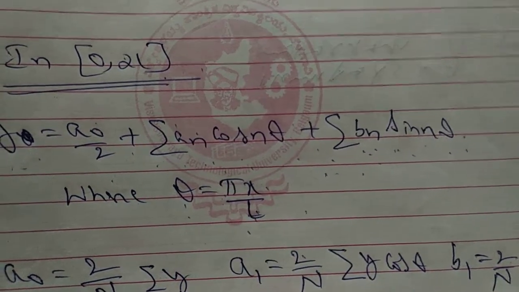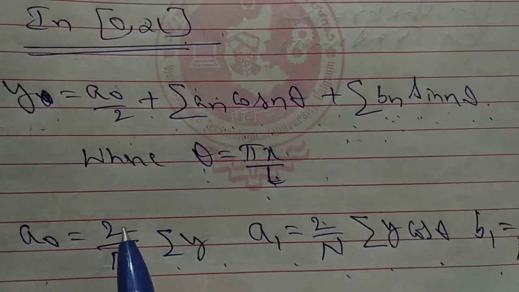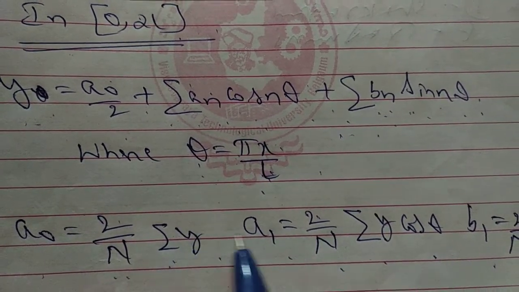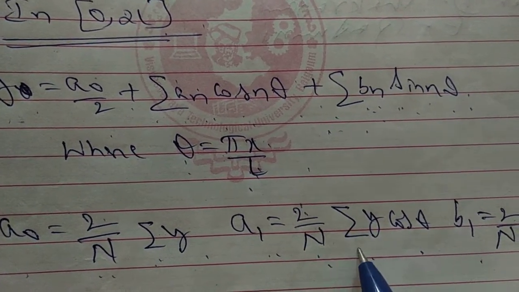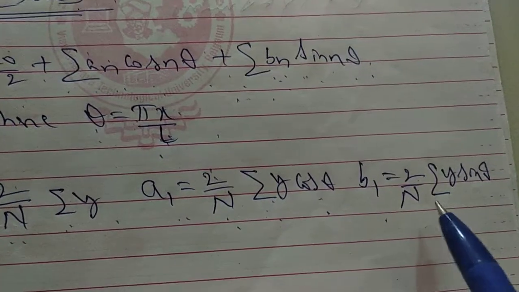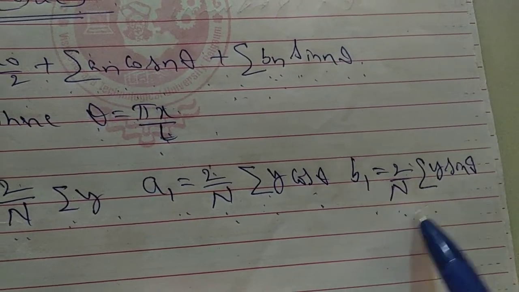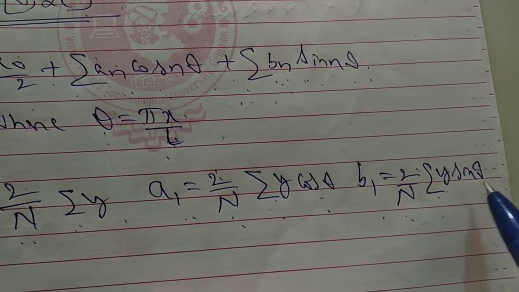Now what is the formula for a naught? a naught is equal to 2 by n summation of y, a1 is equal to 2 by n summation of y cos theta, and b1 is equal to 2 by n summation of y sin theta.